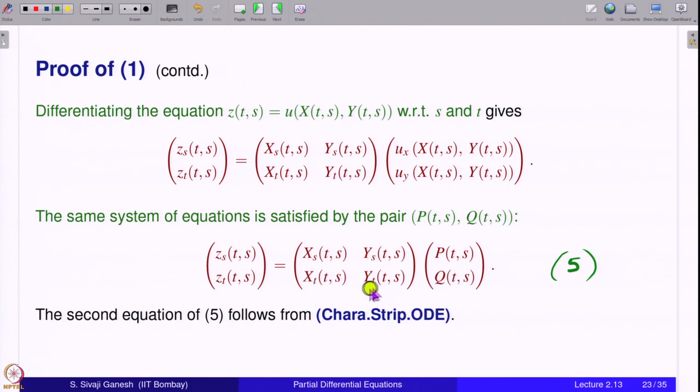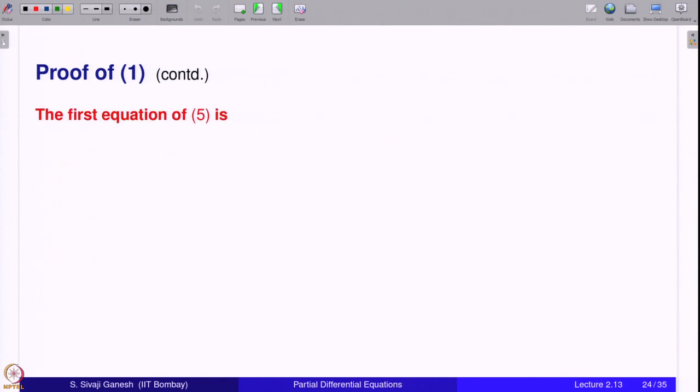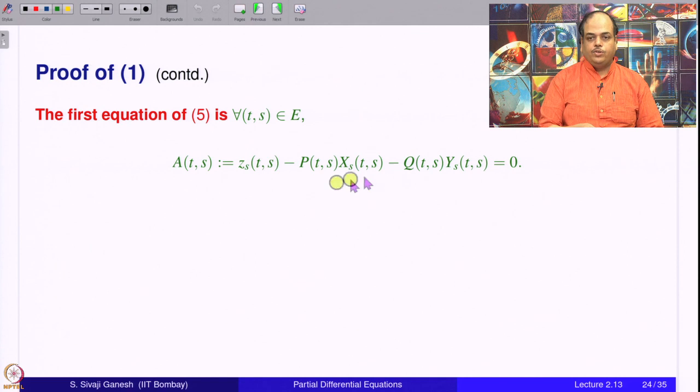What is x' and y'? They are f_p and f_q. So, it is p f_p plus q f_q. Therefore, this follows. So, we have to show the first equation. The first equation is this, we want to show.